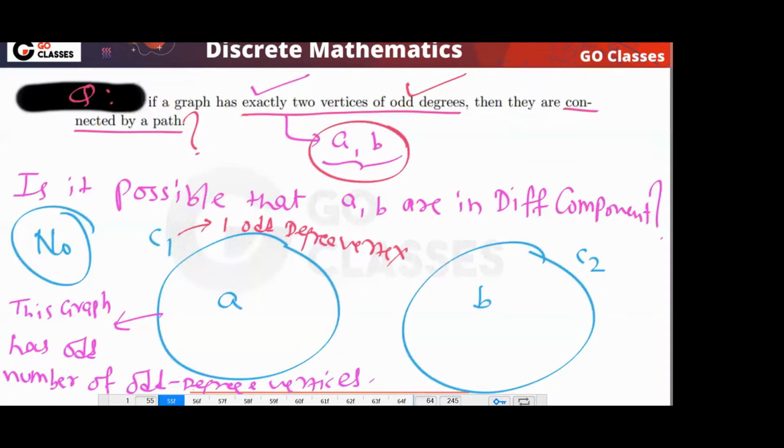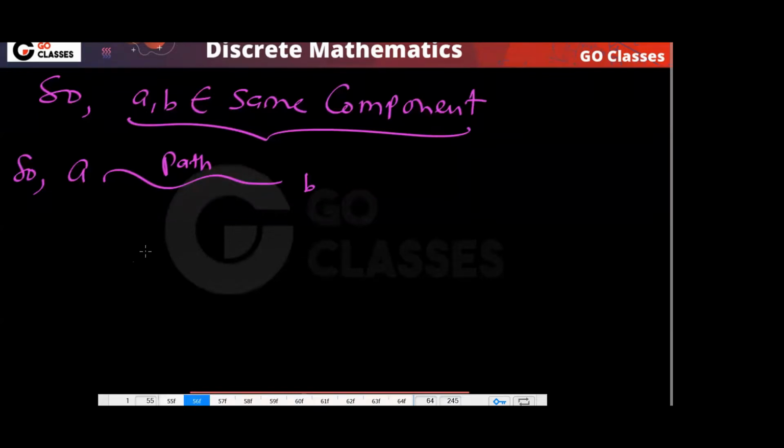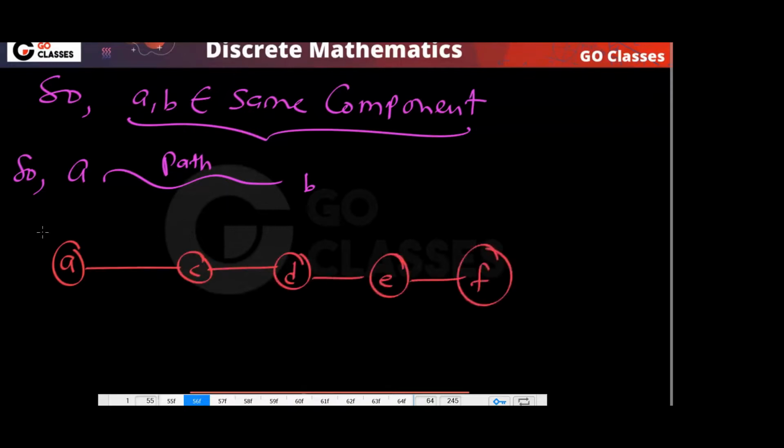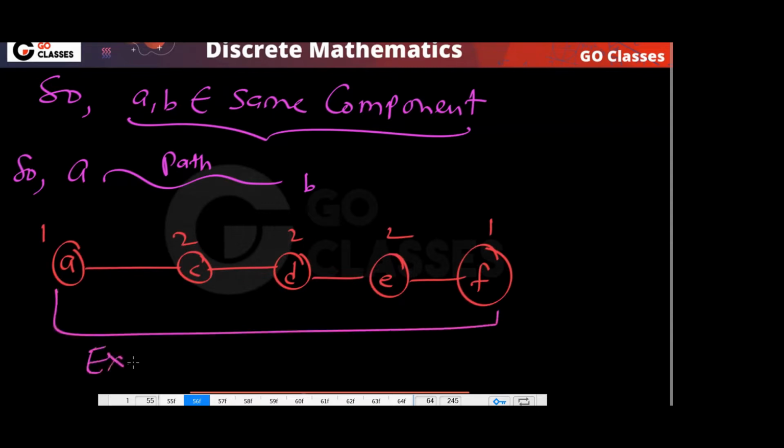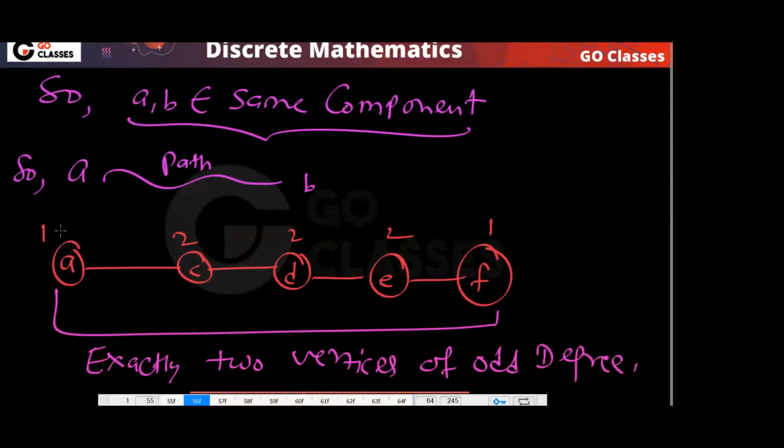Very simple. Okay, clear? But it does not mean they will be adjacent. Does it mean they will be adjacent? No. They can be like this. You can notice, but they will be in the same component. In this graph, you have exactly two vertices of odd degree, this vertex and this vertex. They are in the same component, but they need not be adjacent. Is this clear? So this is the idea.